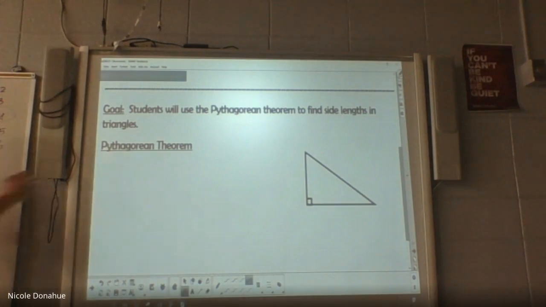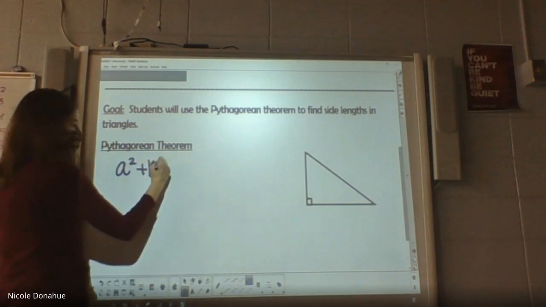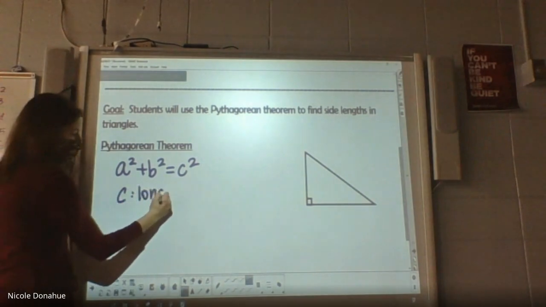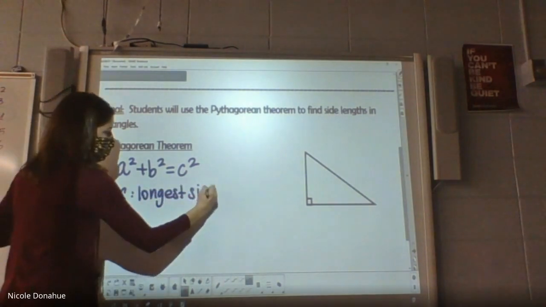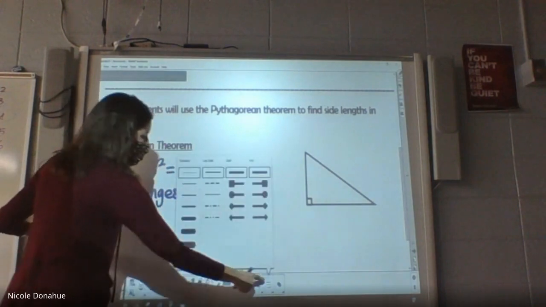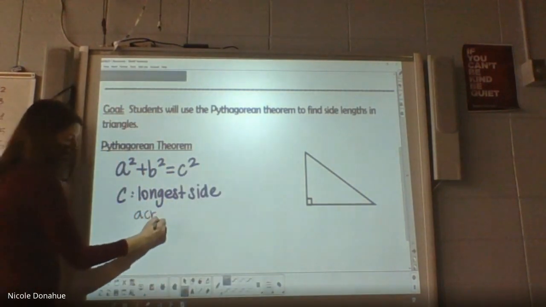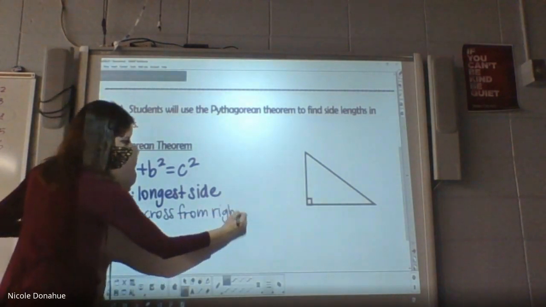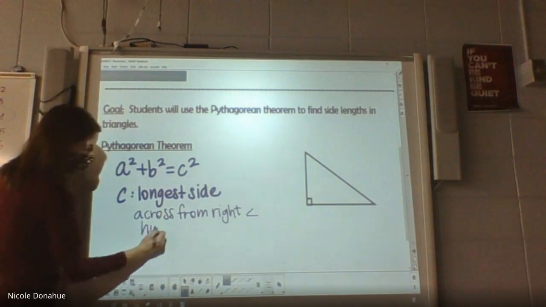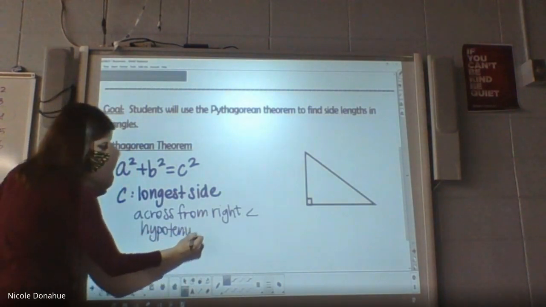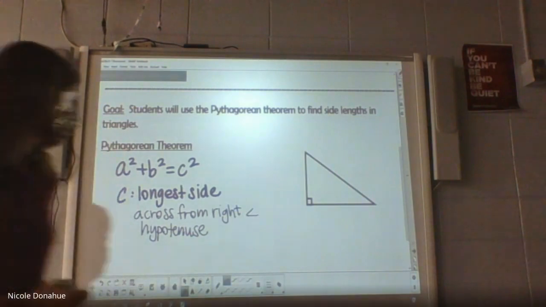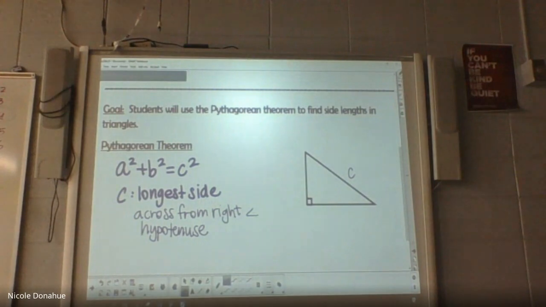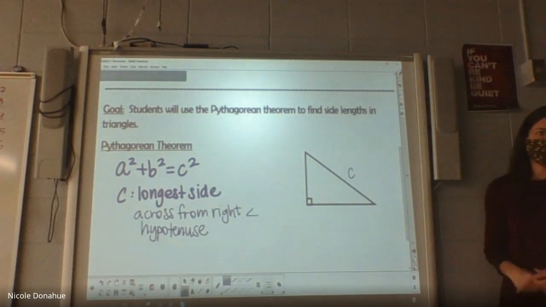So the Pythagorean theorem is that a squared plus b squared equals c squared. C must be the longest side. Now, how we're going to find that longest side is it's always across from the right angle, which we call the hypotenuse. So the C is super important: it has to be across from the right angle. It has to be the longest side, so C matters.